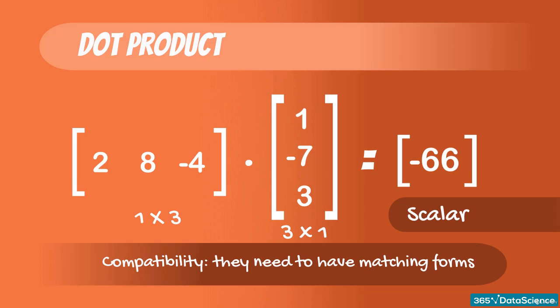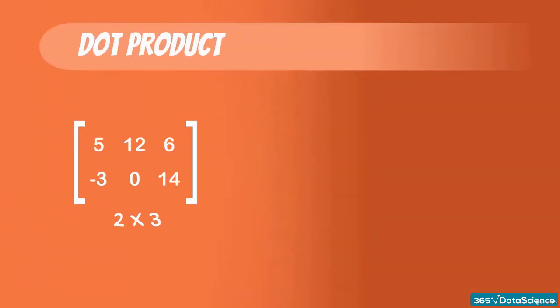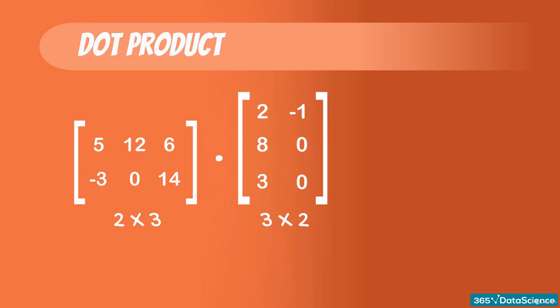All right. Time to take the two matrices and multiply them. The first is the same one from the beginning of the example. The second will be a 3 by 2 matrix: 2, minus 1, 8, 0, 3, 0.